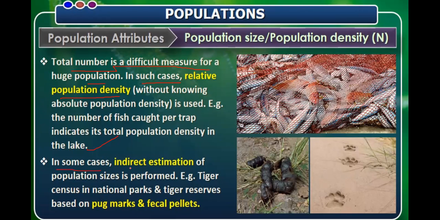In some cases, indirect estimation of population size is performed, like the tiger census in national parks and tiger reserves, based on pug marks and fecal pellets. So on the basis of fecal pellets and pug marks, we can calculate how many tigers and lions are present in a particular national park or tiger reserve.